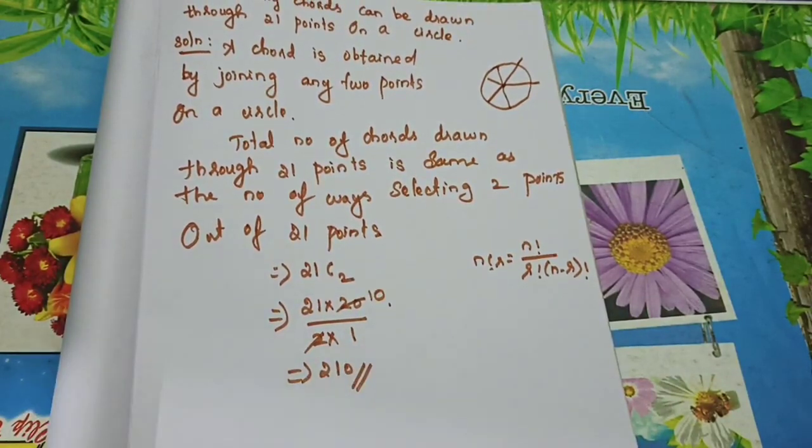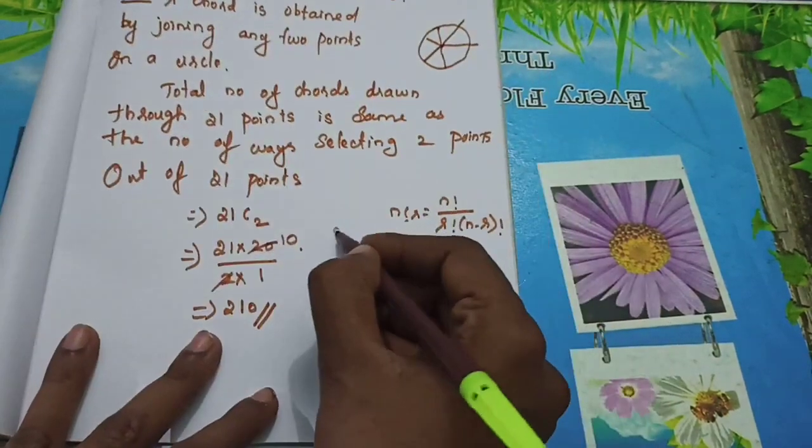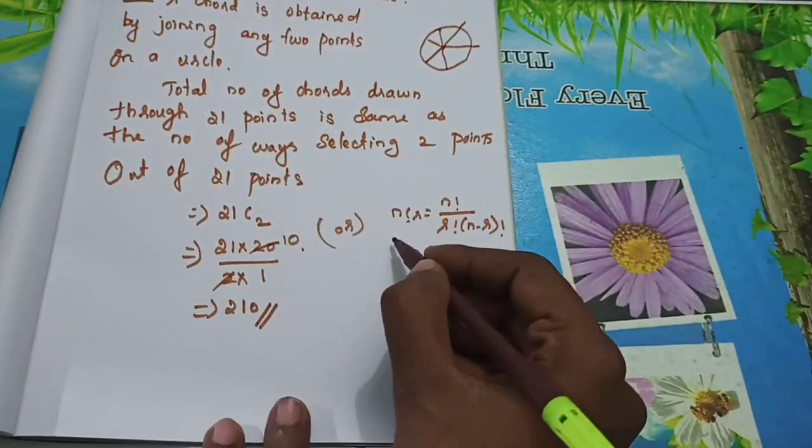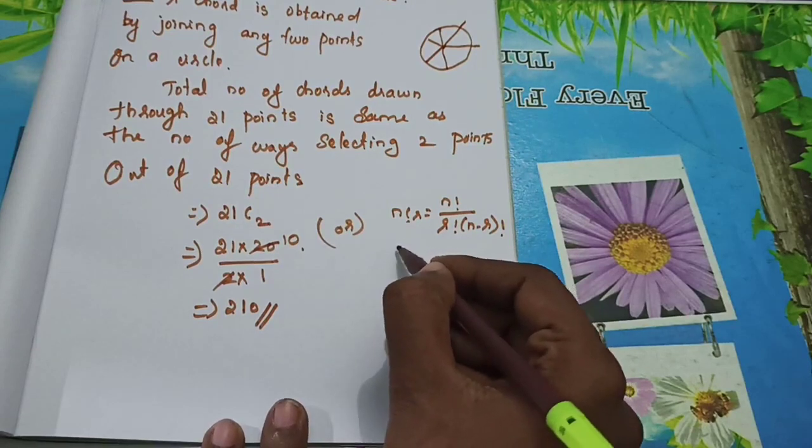210. That's the answer. Got it? Okay, very easy, is it right? So if you need, you can use this formula. When you are using this formula R, this or this you can use. So nCr means here what will you do?